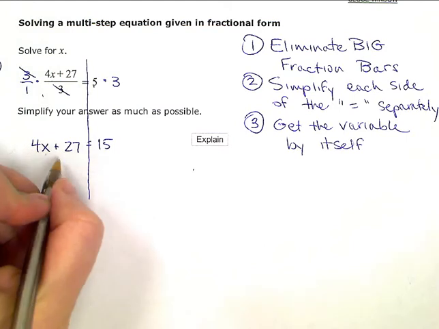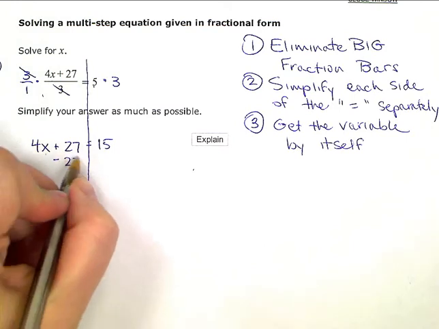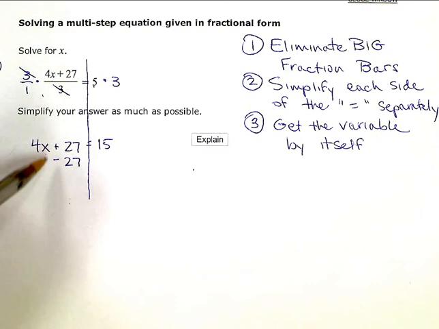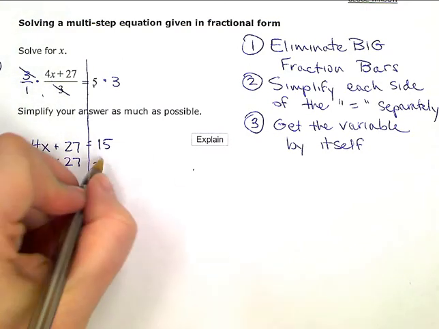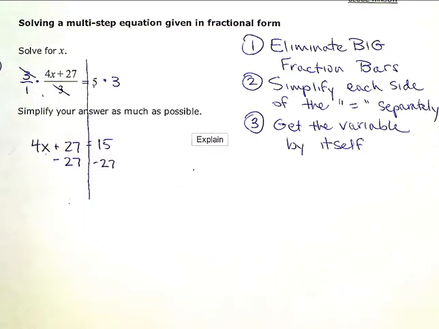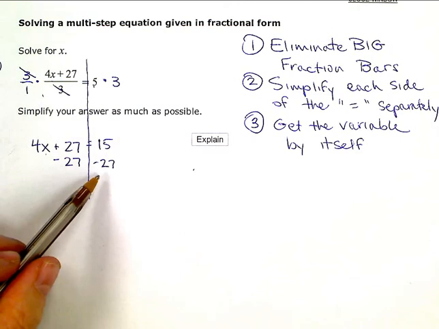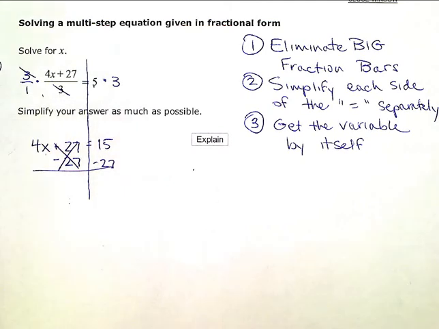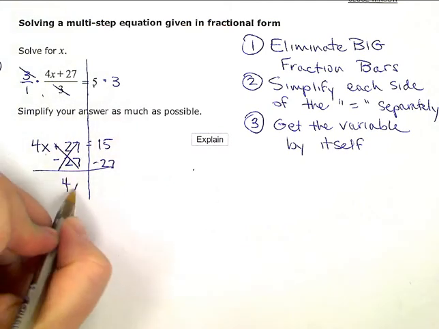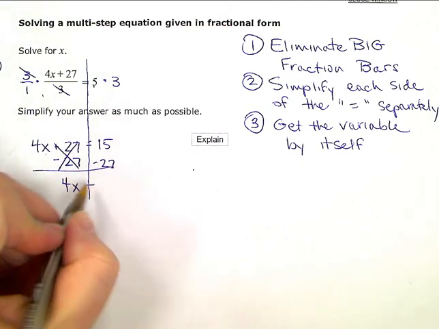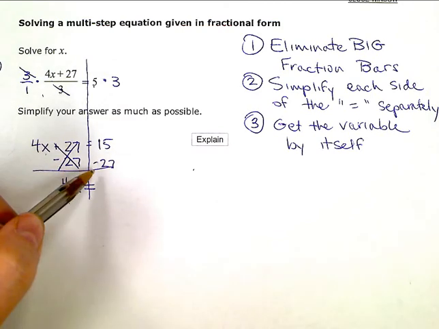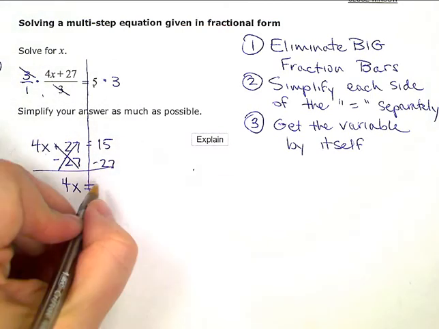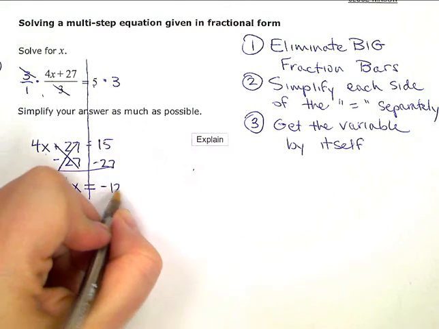So the first thing I'm going to do is subtract that 27, again using inverse operations. And then to keep my equation balanced, I also need to subtract 27 from the other side. Okay, so these two zero out, and I'm left with just 4x on the left. And 15 minus 27 is negative 12 on the right.